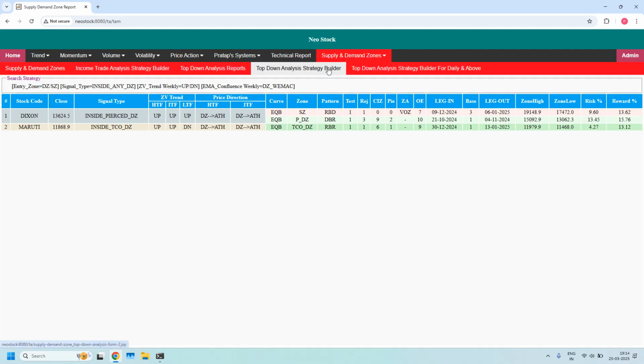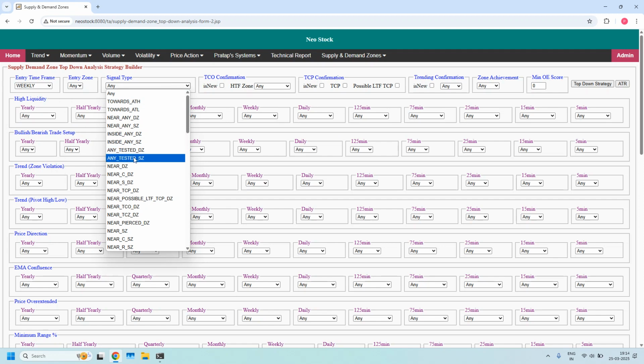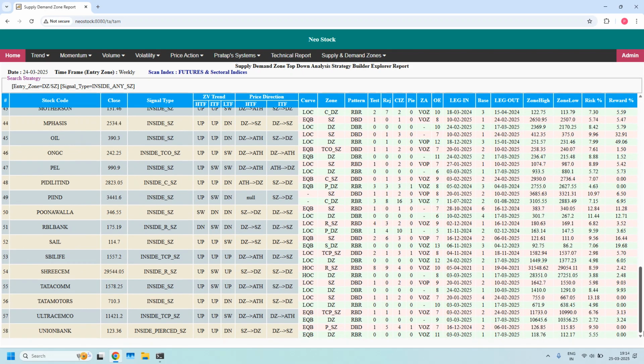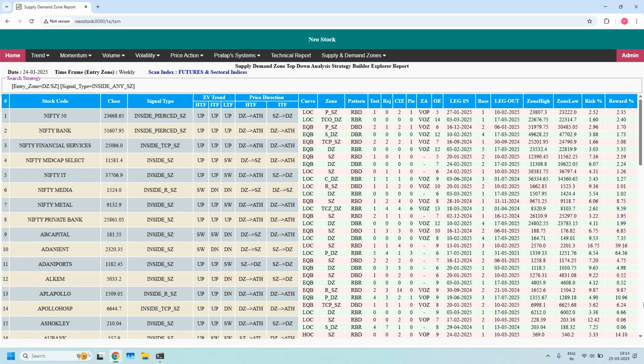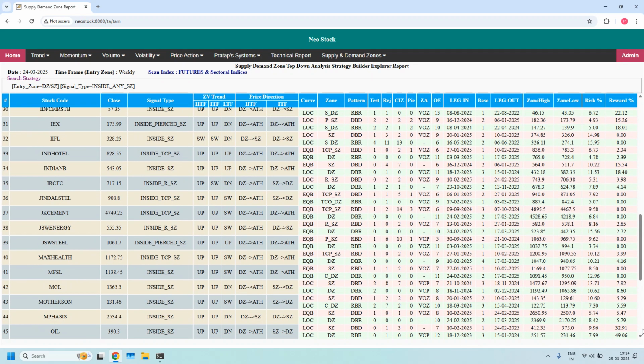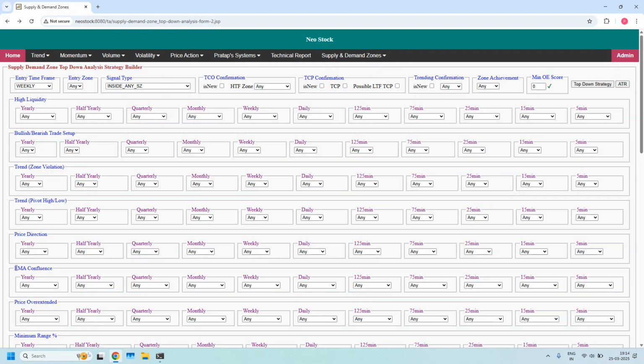Okay, next, weekly time frame. Price closed inside the weekly supply zone. We got 58 stocks. Scrolling the list down. So total 58 stocks. We can further filter this list based on weekly supply zones having weekly EMA confluence.